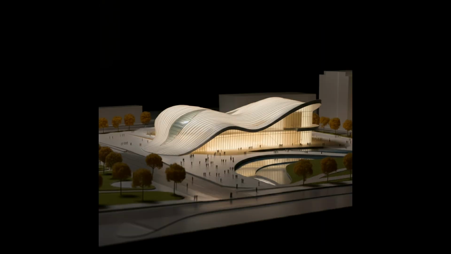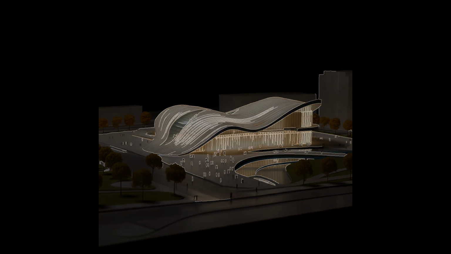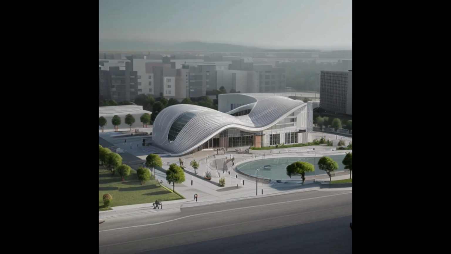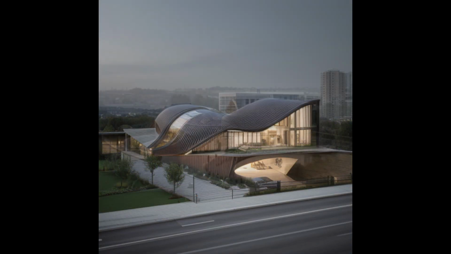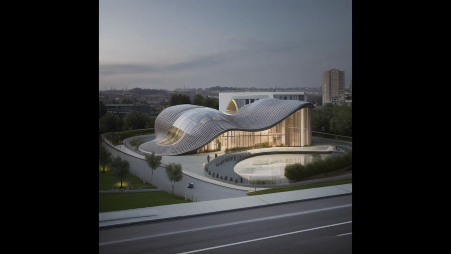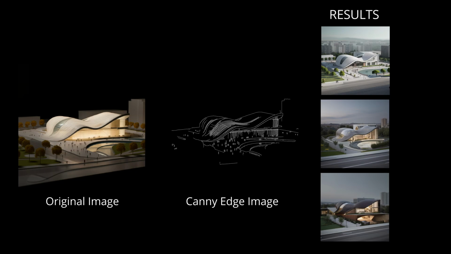3. Generating new parametric forms. By using Canny edge detection on images of parametric or organic forms, architects can create entirely new shapes inspired by complex geometries. This allows for bold, futuristic architectural designs rooted in advanced structural forms.